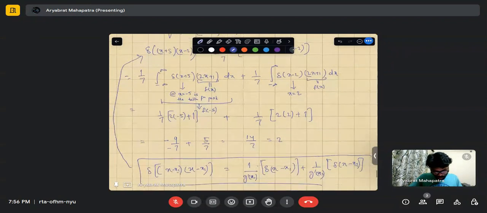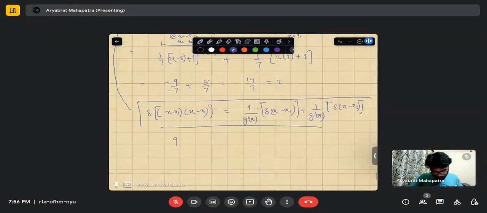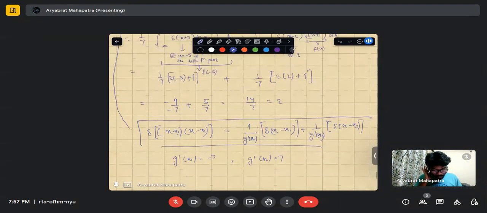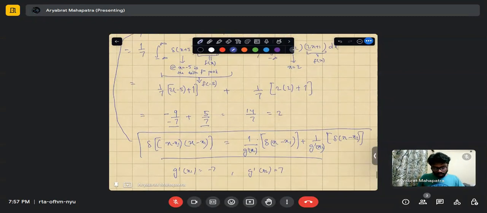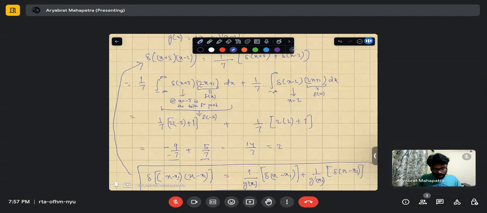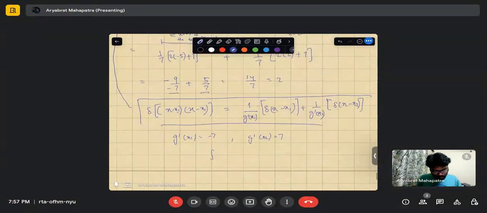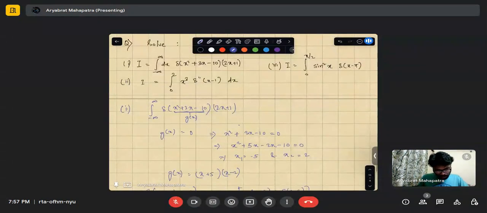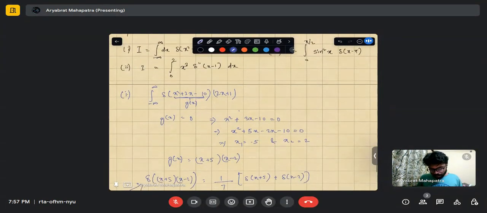So using that, you will see that g prime x1 will give you minus 7 and g prime x2 will give you 7. So that's why I was getting minus 7 right here and 7 here. Then basically you have to use the property that the integral from minus infinity to infinity of f of x delta of x minus a is basically f of a. So that is what I did. So just the subtlety is there in the negative sign. Otherwise, it is all a straightforward property.